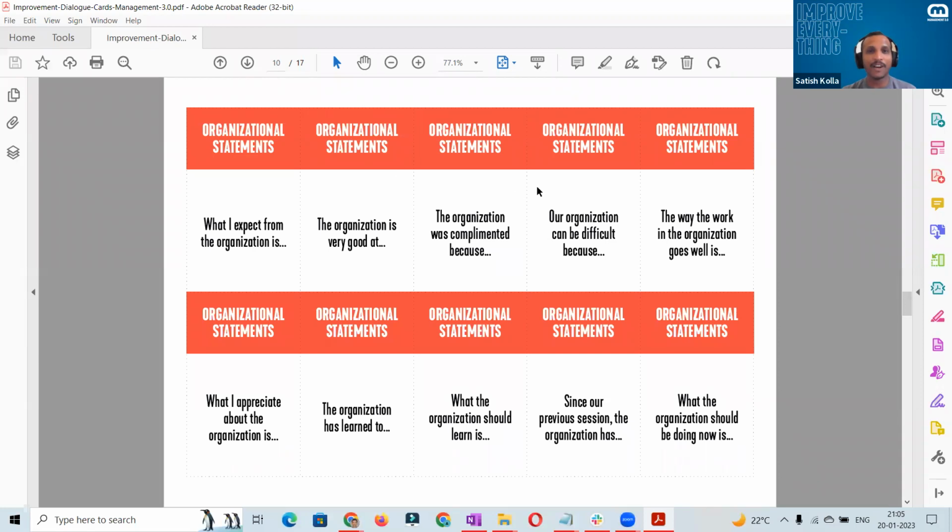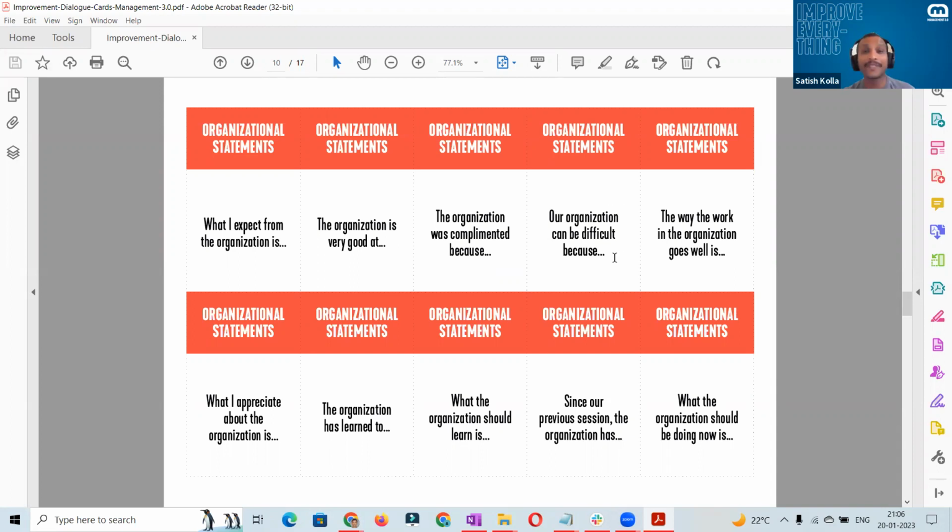So if we look at the organizational statements, some organizations are very good at, like, bringing up new products or getting feedback from the customers and acting on it, or anything like that.